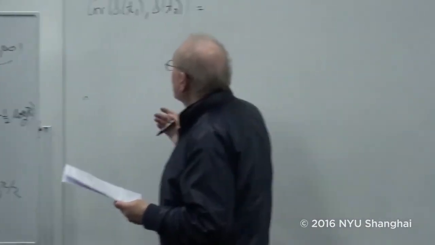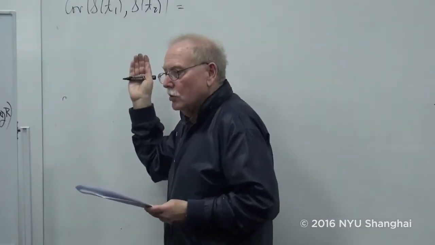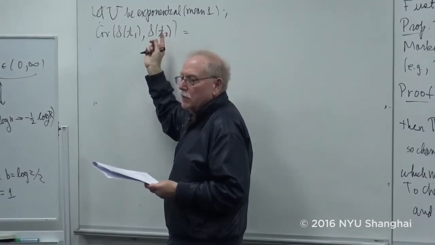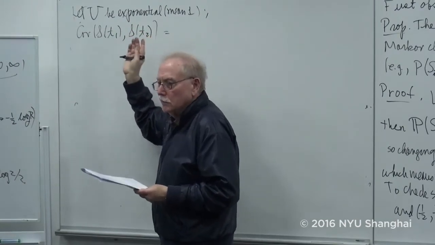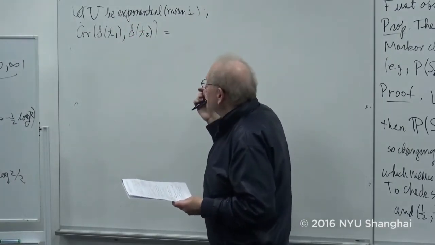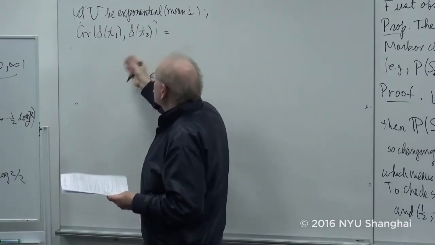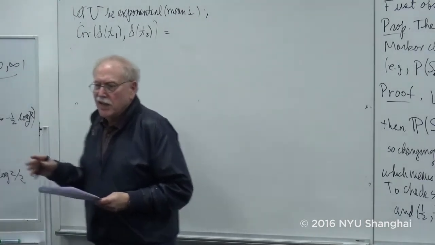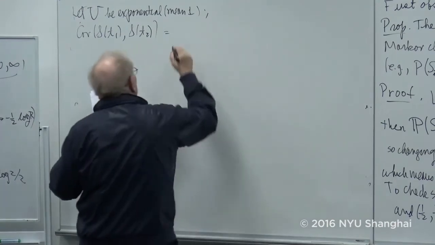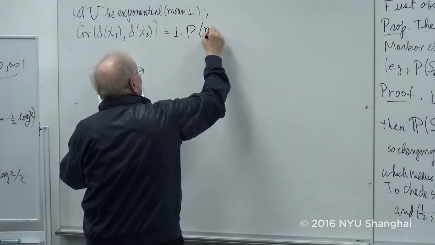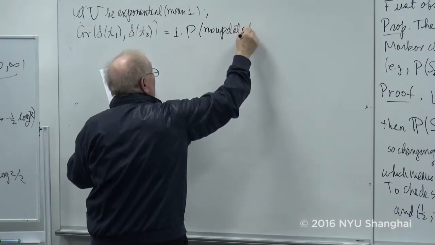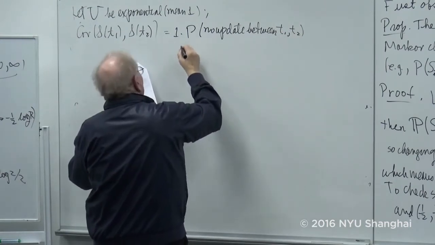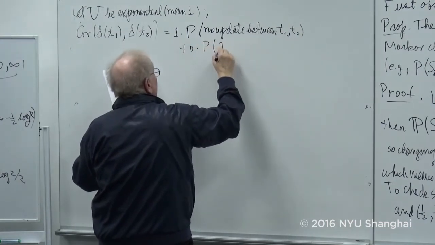Between time t1 and t2, there might be no update. If there's no update, then this is the same as that, and then conditionally they're equal, so the covariance would be 1. If there is an update, then conditionally they become uncorrelated because you're equally likely to take the opposite sign. So this would be 1 times the probability that there's no update between t1 and t2, plus 0 times the probability that there is an update.